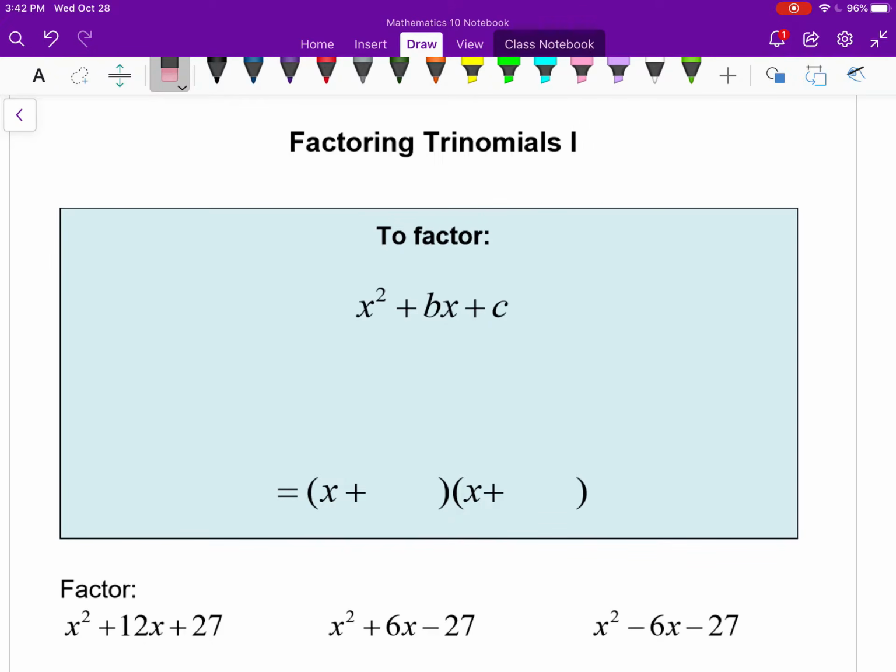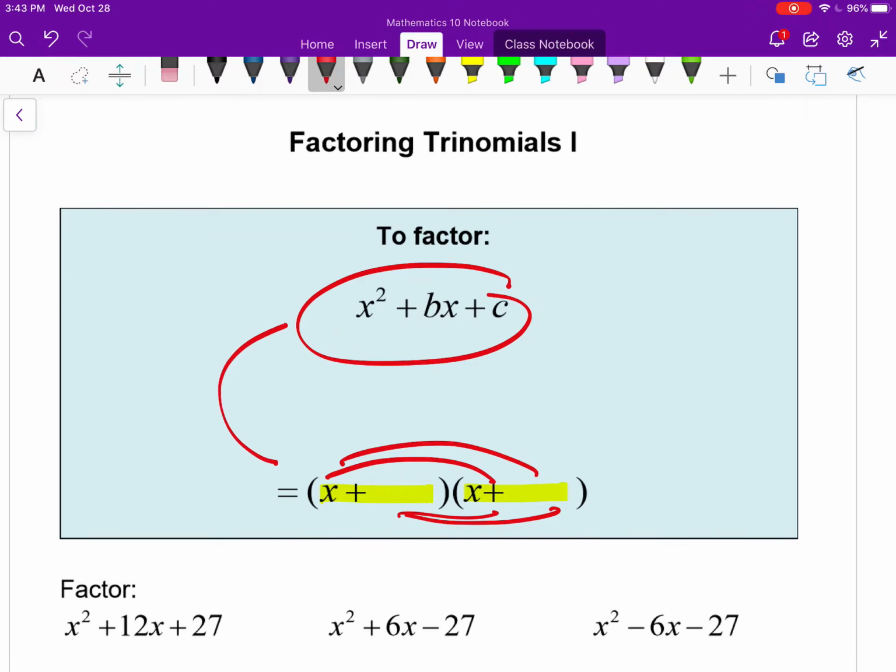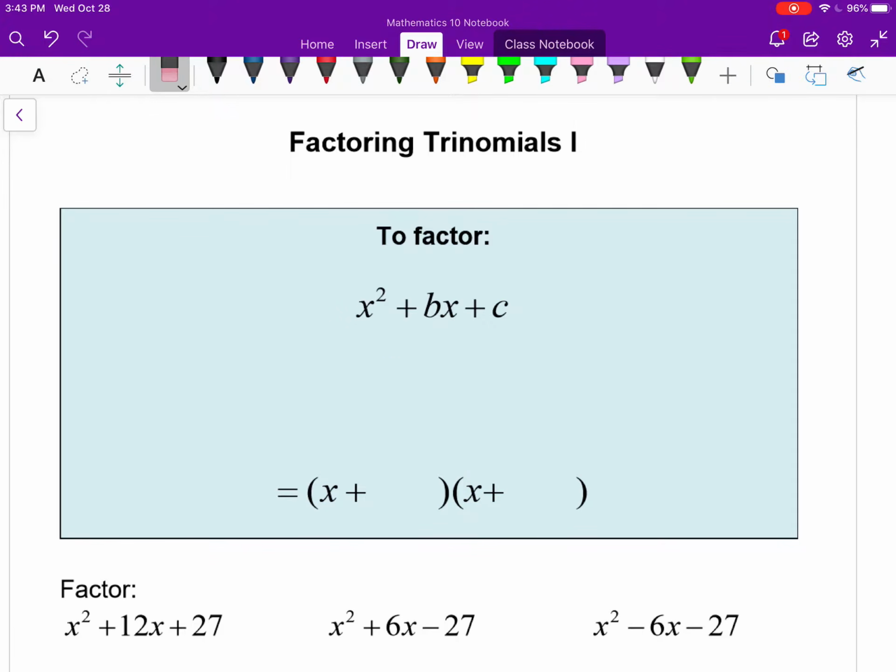So in general, if you want to factor something like this, you are trying to unfoil this. You're trying to think about what 2 factors multiply together. And so if you were to foil it, 1, 2, 3, 4 steps, that would bring you to here. So going this way is foiling. Going this way is factoring. And so how do we factor something like this? Well, I'll kind of tell you the idea, but more importantly, we just need to kind of try it.